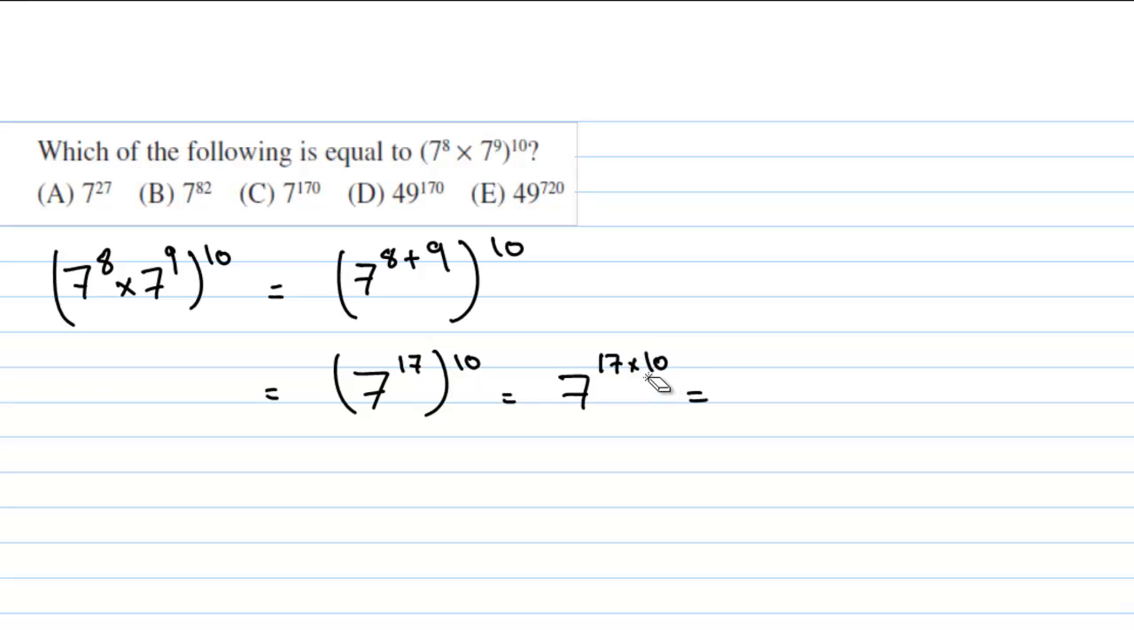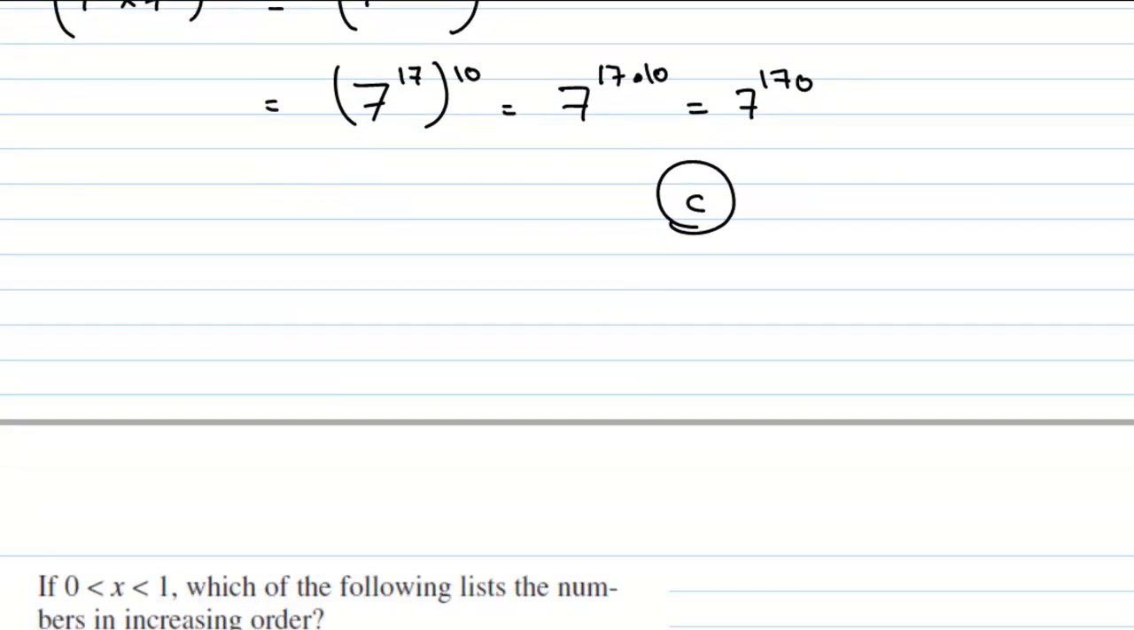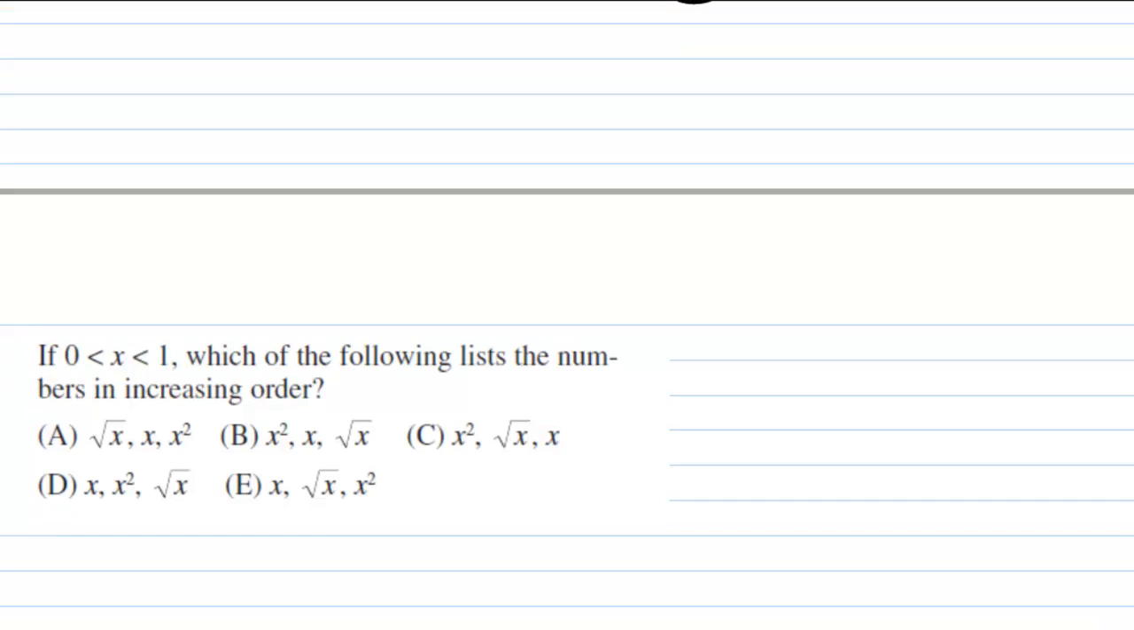You can use a times sign like x, or just a dot. It doesn't matter, both are correct. So 17 times 10, so the answer is 7 to the power 170. Do we have 7 to the power 170 here? Yes, here you go. So the answer here is C. I think this one is very simple. Hope you got that. We move on to the next one.